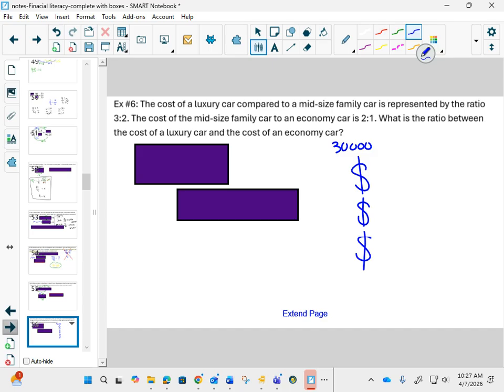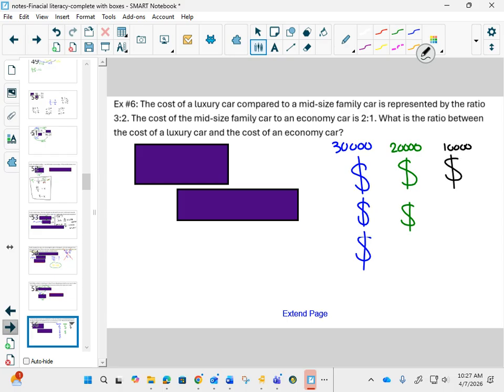The ratio of 3 to 2 tells us that if the luxury car costs you $30,000, how much is the mid-size family car going to cost you? $2 signs. Each dollar sign we said was $10,000, so that would cost you $20,000. And then the economy car, its ratio is 2 to 1, so the economy, same size, would only cost you $10,000.